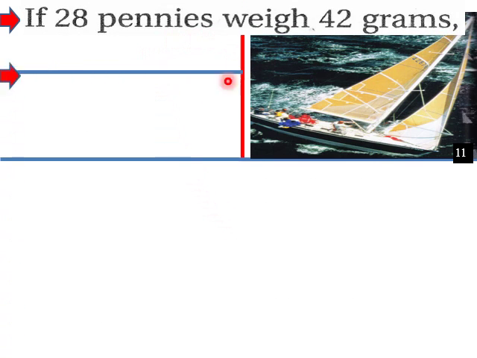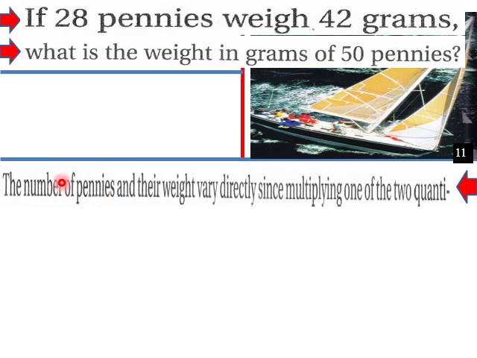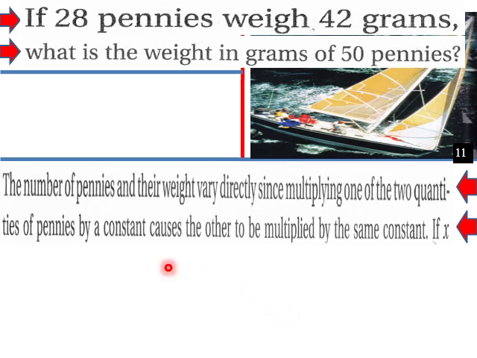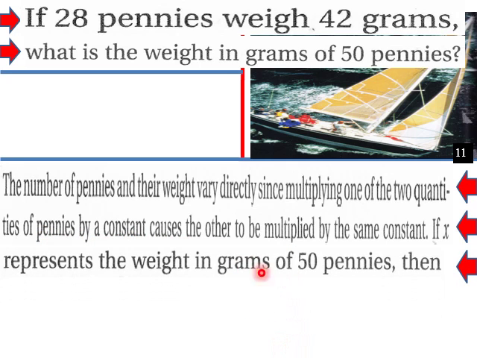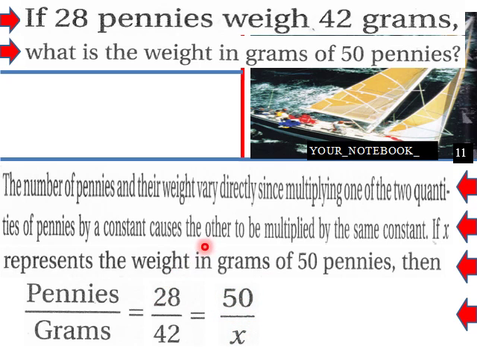28 pennies weigh 42 grams. What is the weight in grams of 50 pennies? The number of pennies and their weight vary directly, since multiplying one of the two quantities by a constant causes the other to be multiplied by the same constant. If x represents the weight in grams of 50 pennies, then pennies over grams, 28 over 42, equals 50 over x. This is your notebook, page 11 here.